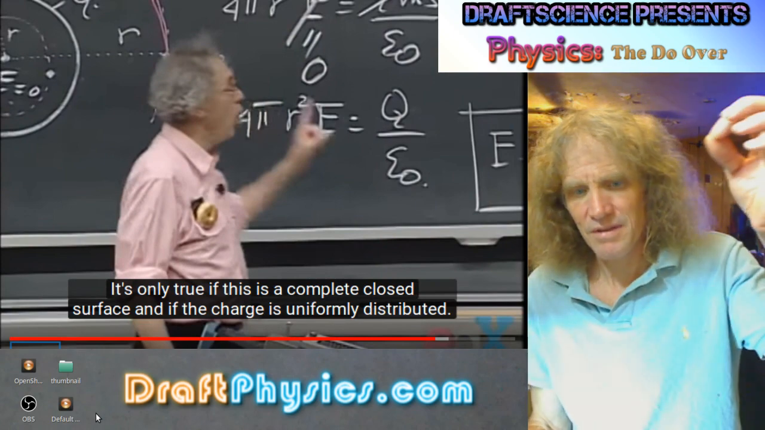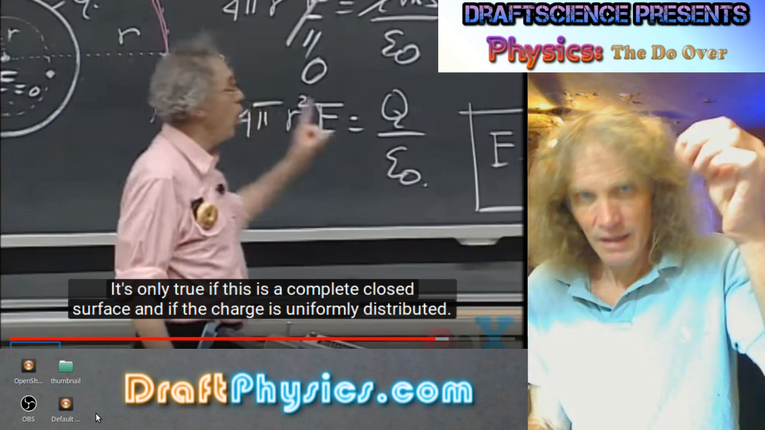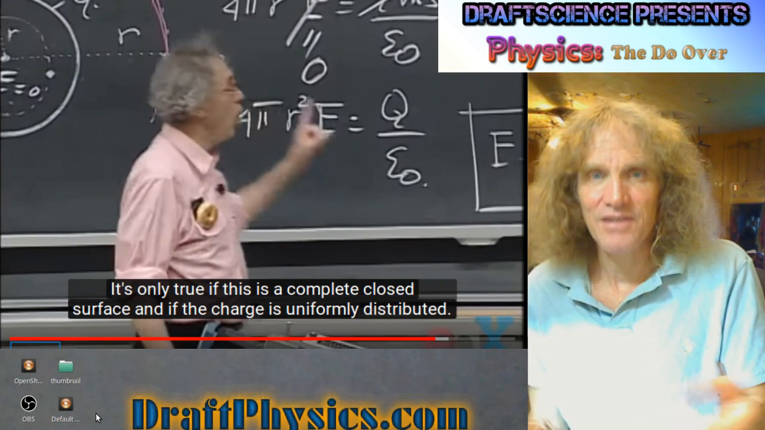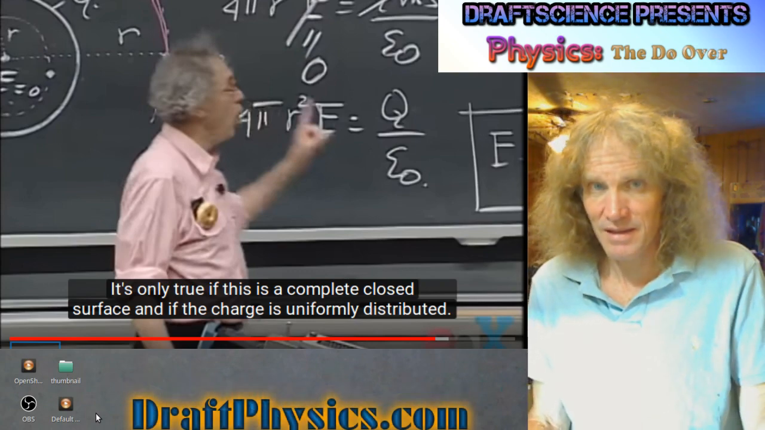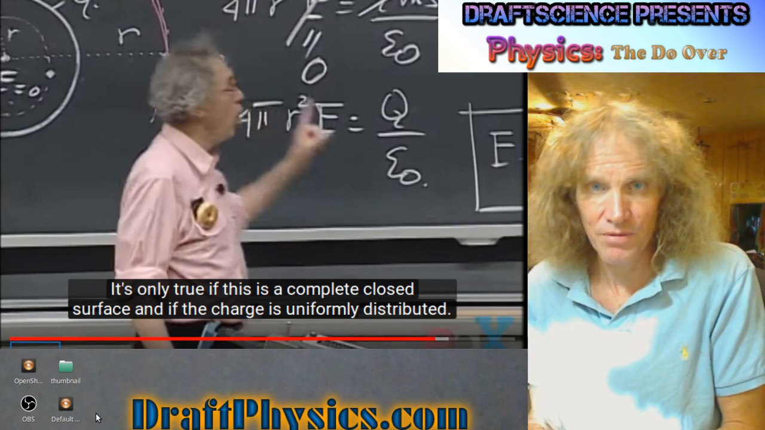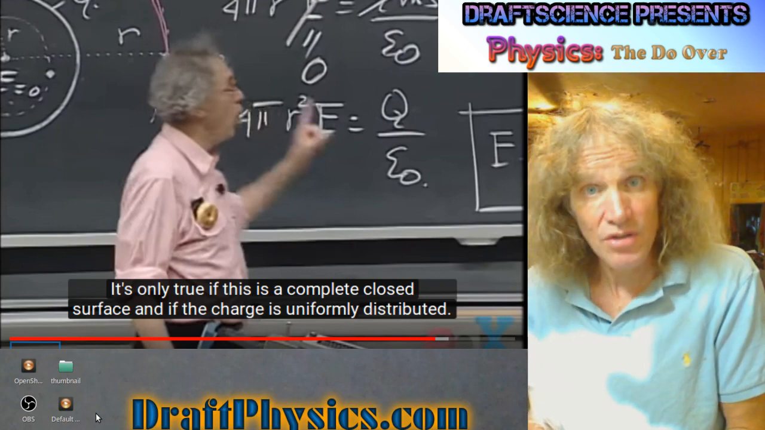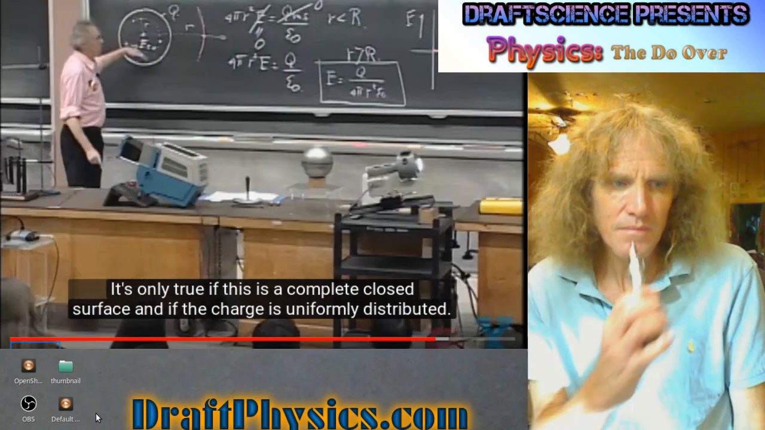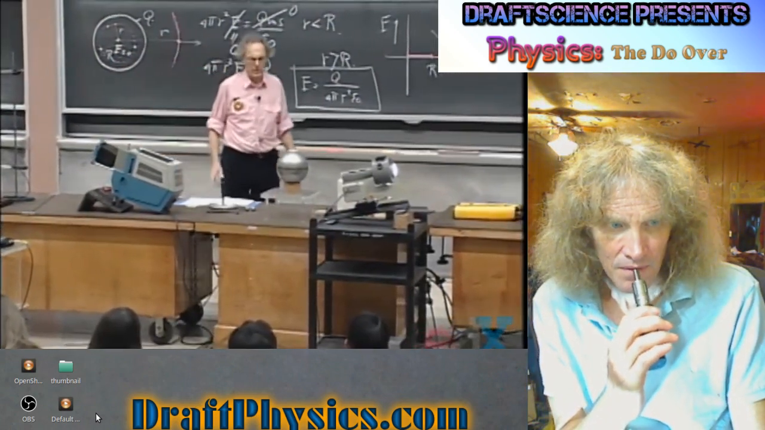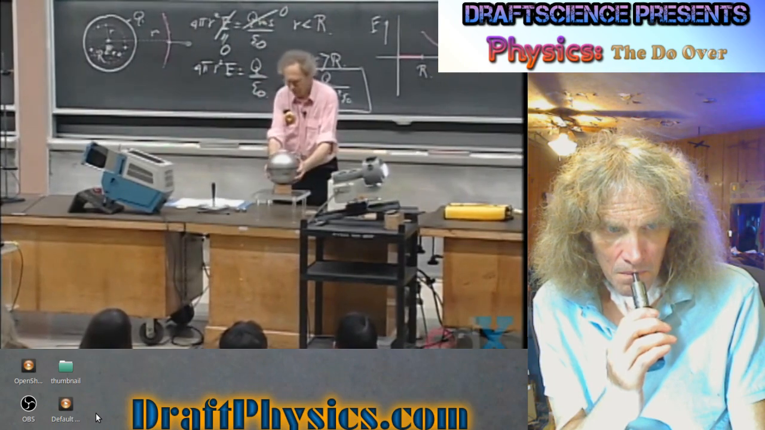So whenever he puts something in, the thing he's putting in is going to be affected by the field around the opening. So it is going to distort it to some extent. It can add or subtract charge just by passing it through the opening, through induction. Only true if this is a complete closed surface and if the charge is uniformly distributed. But it's a good approximation. The opening is quite small.